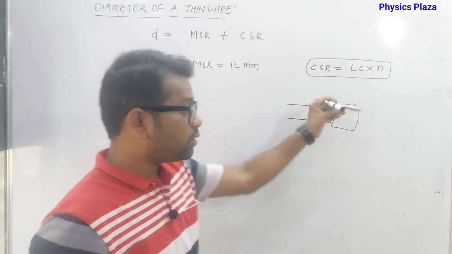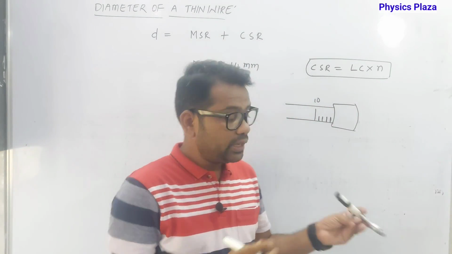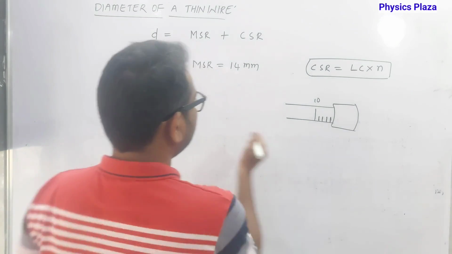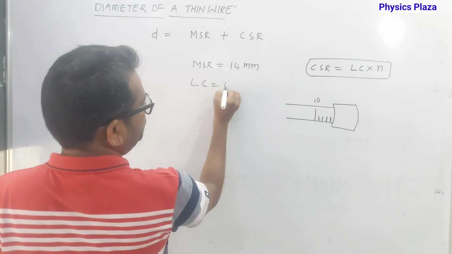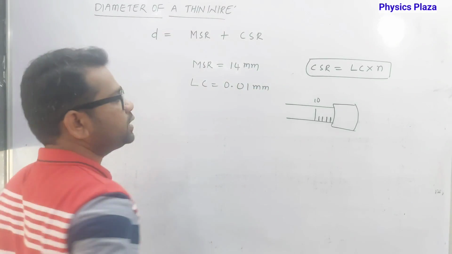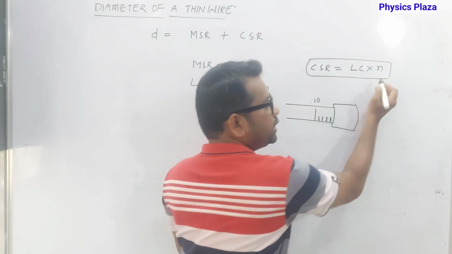But children, the least count we already calculated. Here the number of circular scale divisions is 100 and the pitch is 1 millimeter. So the least count, which we already know, is 0.01 millimeter.